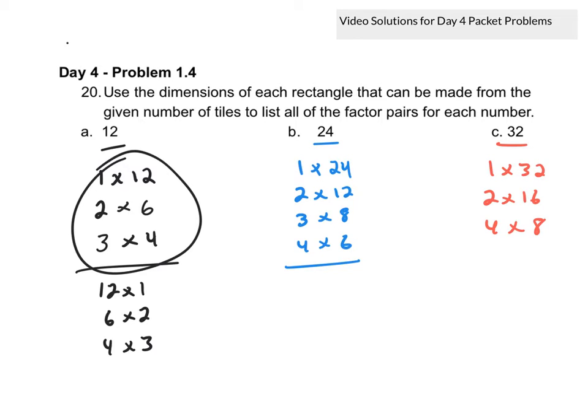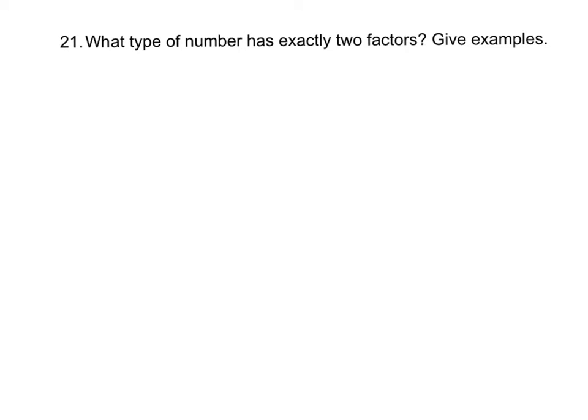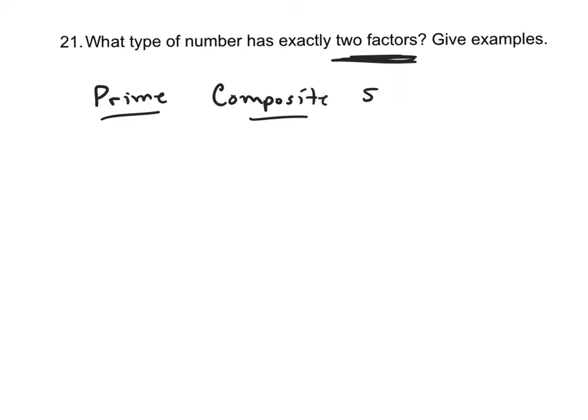All right, so let's move on to the next problem. That was 21. What type of number has exactly 2 factors? Well, in class we've done a lot of work with prime numbers, composite numbers, and square numbers. So, which one of those has 2 factors? Well, let's just take a prime number. We said that 2 is the smallest even prime. So 2 would be 2 times 1.